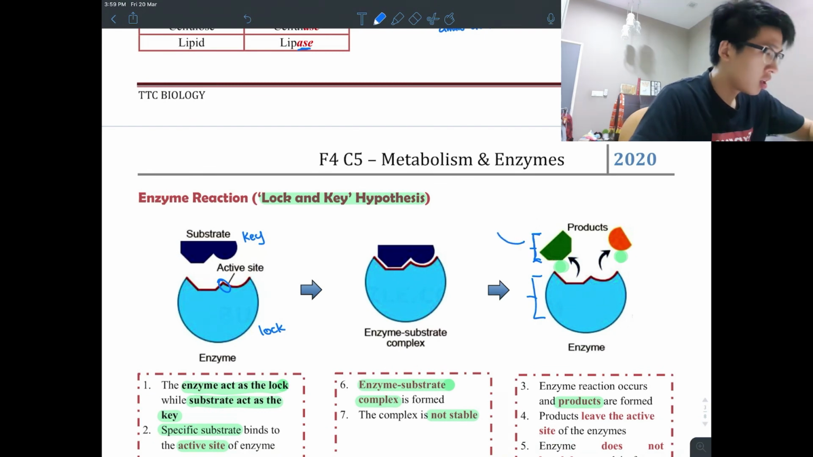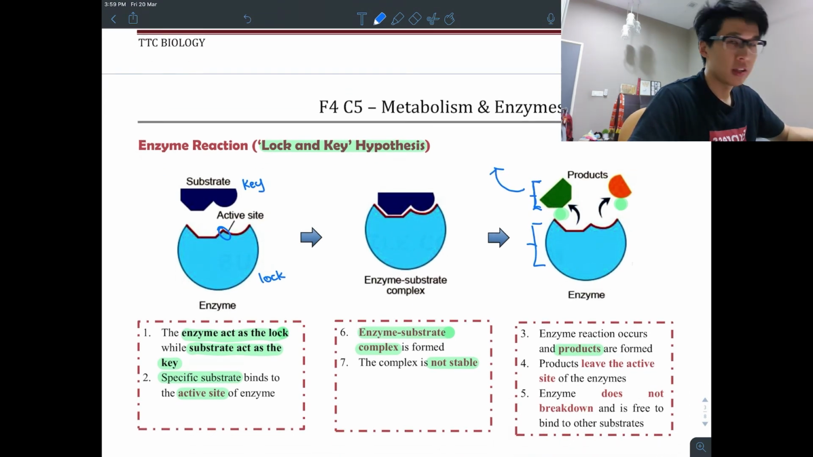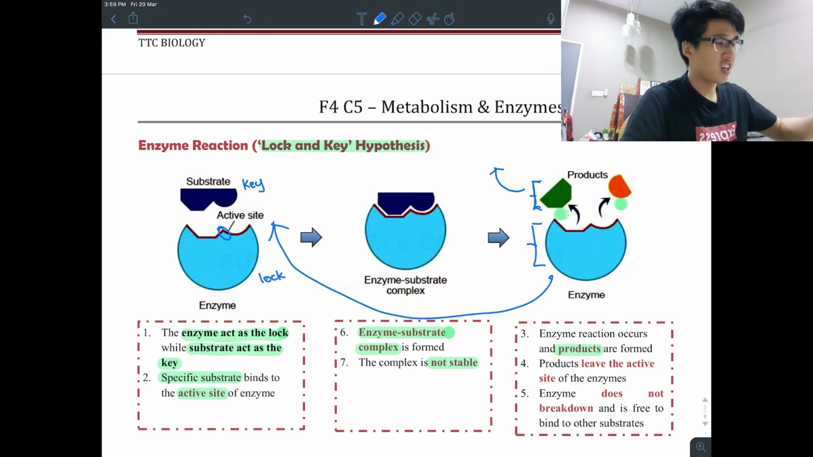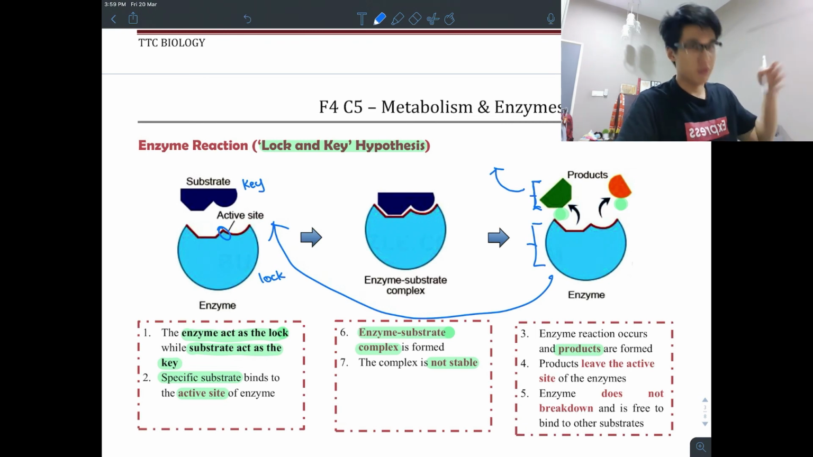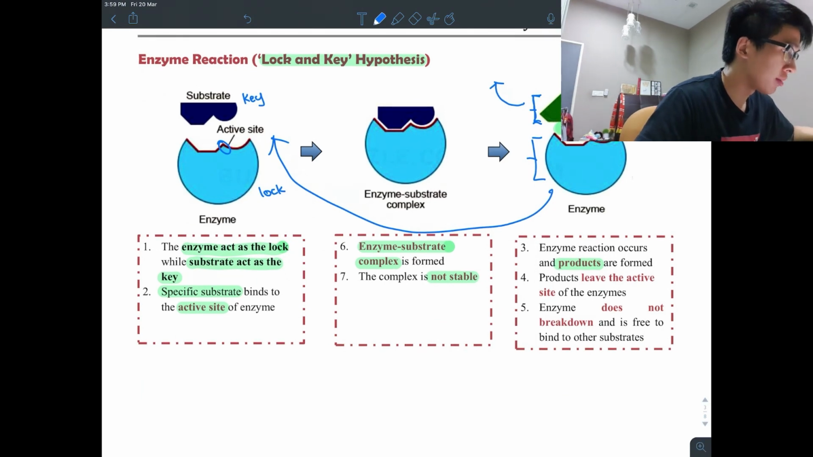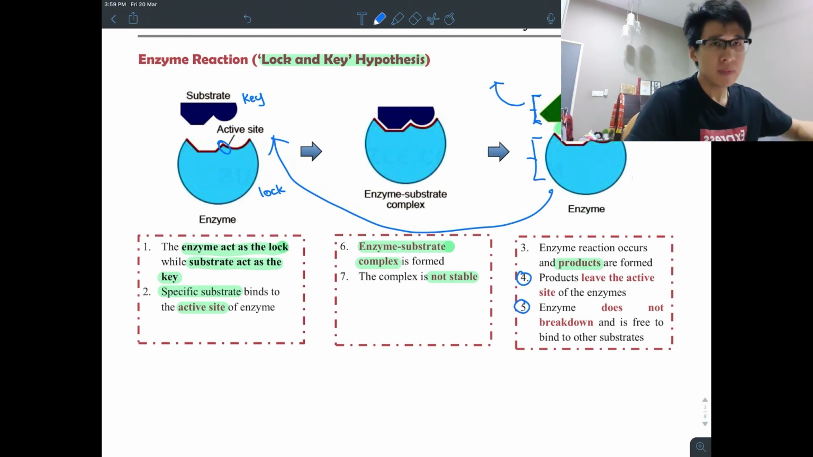What happened to her? She leaves the boyfriend. Then the guy, if nothing happened, what will he do? He will find another girl. He already got out, no more girlfriend, so he finds another girl. Okay, why am I telling you this? Because this is exactly the thing you need to explain over here. Points 6 and 7, sorry, the numbers are jumbled up.